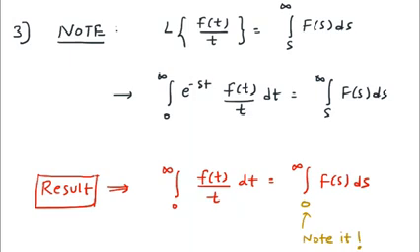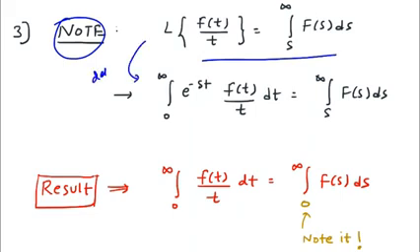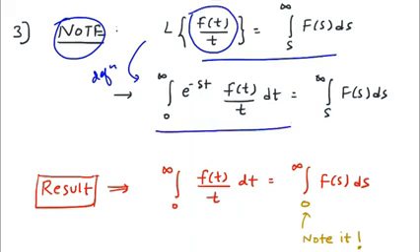So there is one important note in this format. Please write it down. You know that Laplace of f of t upon t is equal to integral s to infinity capital F of s ds. But according to the definition of Laplace, let's say this part is g of t. So Laplace of g of t is equal to integral 0 to infinity e raised to minus st into g of t dt. And again the answer remains the same because I've just changed the format. I'm just using the definition of Laplace.